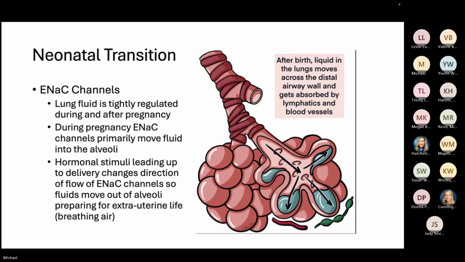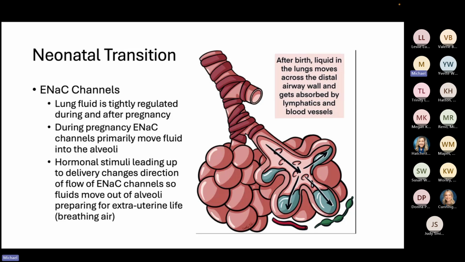And this system is achieved through what are called ENaC channels. Those are electrically gated sodium channels is what ENaC stands for. So during pregnancy, ENaC channels primarily move fluid into the alveoli. They maintain fluid within the alveoli, which promotes lung development. That's why in cases of oligohydramnios or early rupture of the membranes, we worry about pulmonary hypoplasia or pulmonary underdevelopment. And so alveoli need to be fluid filled during pregnancy for the lungs to develop normally.